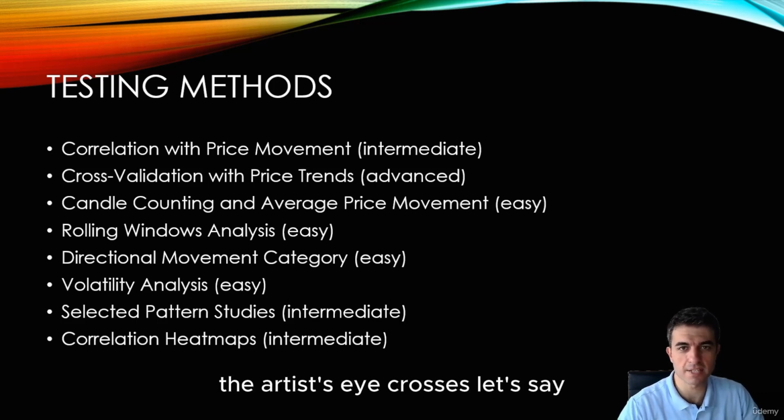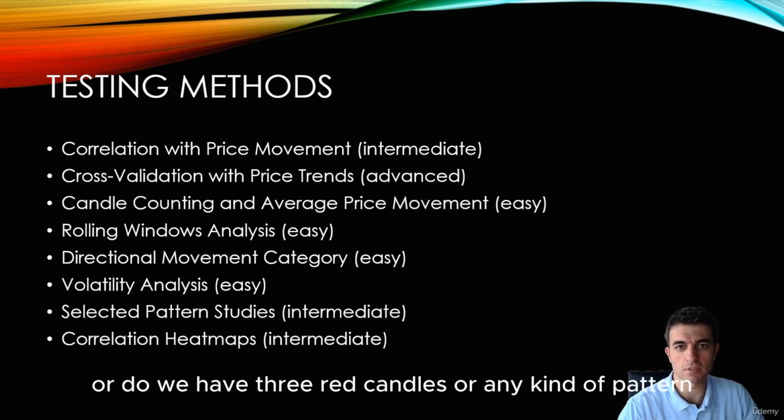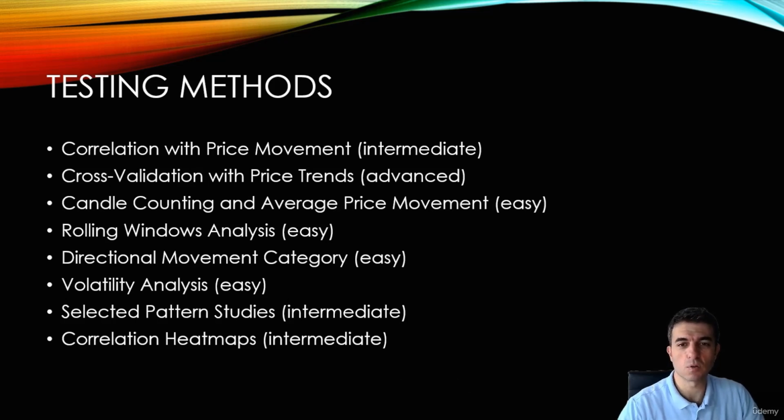The RSI crosses, let's say, a certain threshold. It's going above the value 70. Then we want to check if we have a red candle afterwards. So do we have a red candle within the next 3 candles? Or do we have 3 red candles? Or any kind of future pattern that you want to test the indicator on. So is the indicator a good forecasting tool for such a pattern?